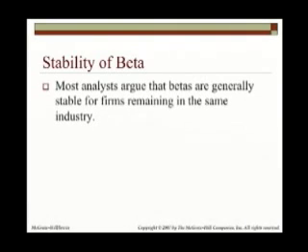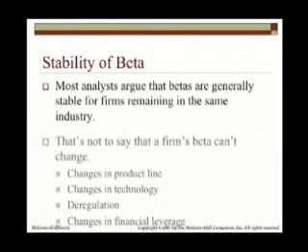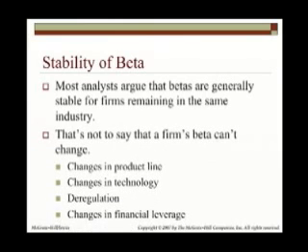Now, how stable is beta? This has been studied, as you might guess. Most analysts argue that betas are generally stable. I've actually looked at this myself. Some betas can vary greatly. Some betas are quite volatile. Other betas are fairly stable. So beta certainly can change. It can change because of changes in production technology, in deregulation, in changes in financial leverage, and for just a host of other things. In fact, most things that could affect a security's return or the market return can also affect beta.